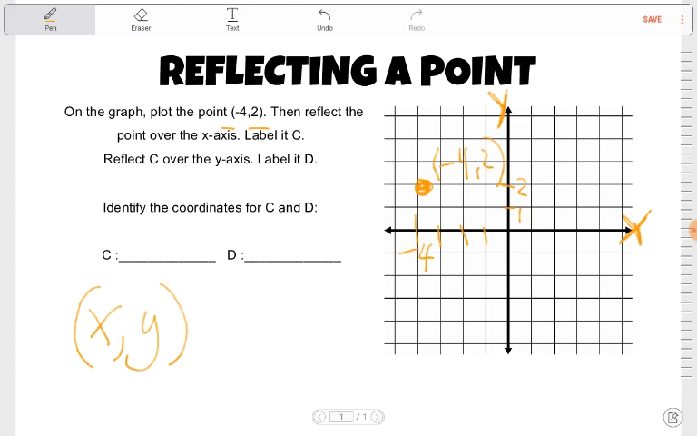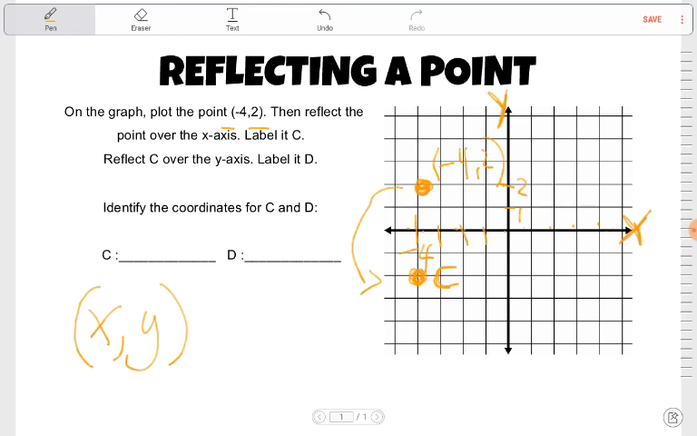Now I'm going to reflect it over the x-axis. So I find my x-axis is this. And by reflecting it over the x-axis, I'm going to find its mirror image on that x-axis. So my x value is actually going to stay the same, and my y value is going to be the opposite. Now, instead of 2 above, it's going to be 2 below. So my new point is right there. It's a mirror image over the x-axis, and I'm told to label that C.